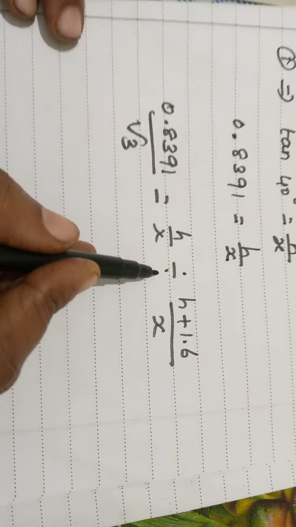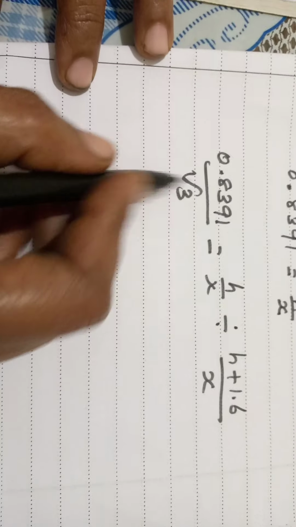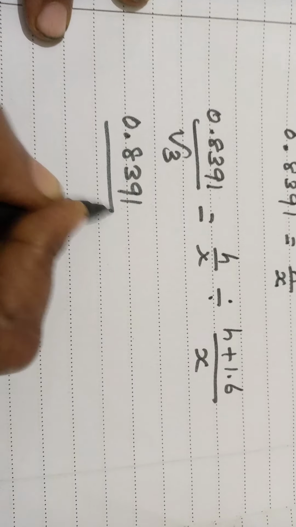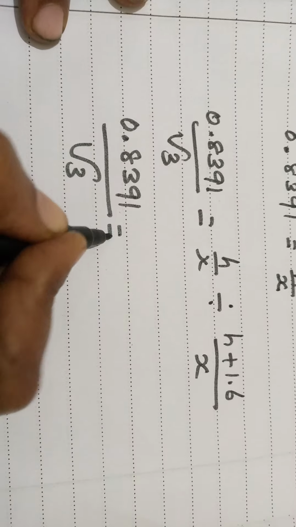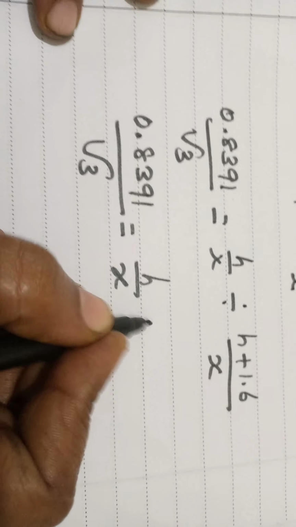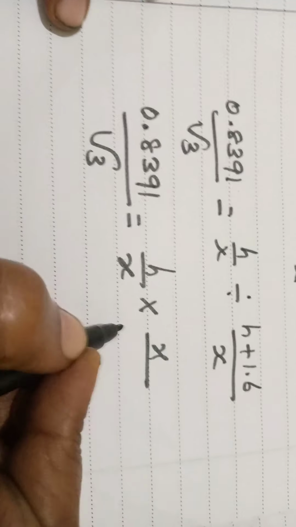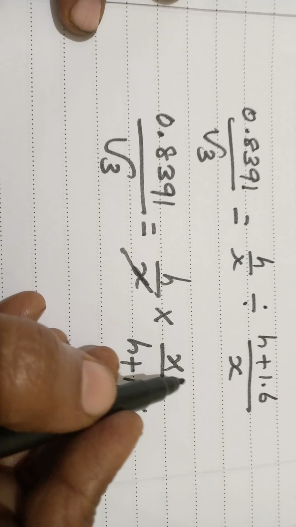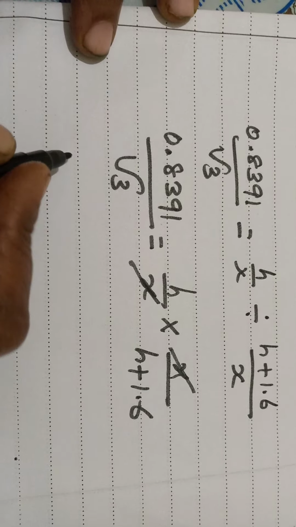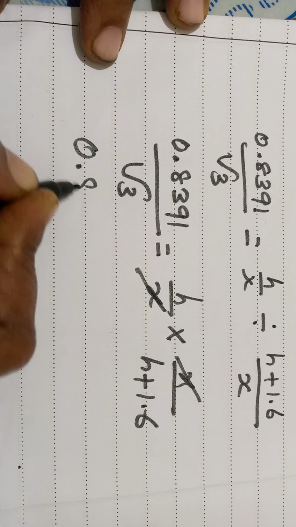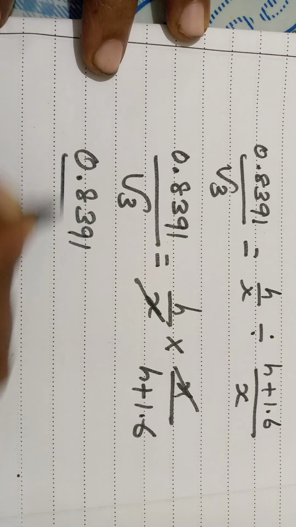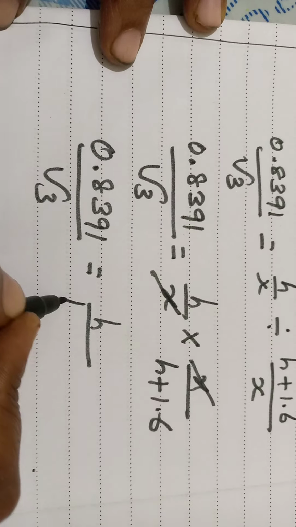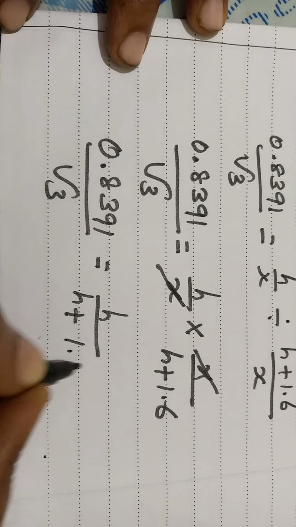Let us change this division into multiplication. So it can be written 0.8391 by root 3 equal to heights by x into x by heights plus 1.6. Okay. Here x can be cancelled. Remaining let's write 0.8391 by root 3 is equal to heights by heights plus 1.6.